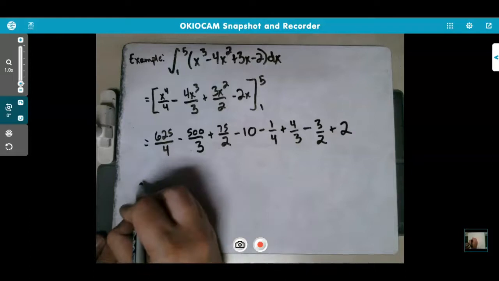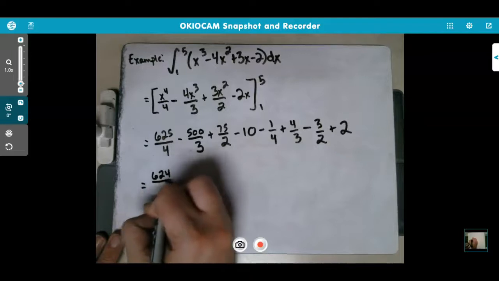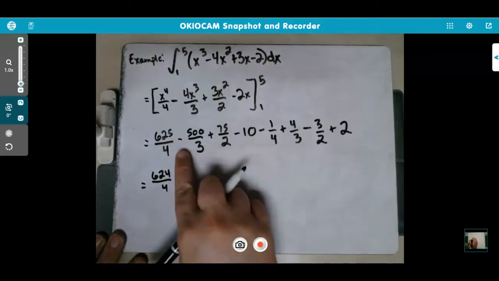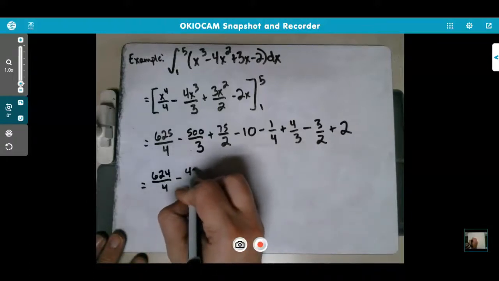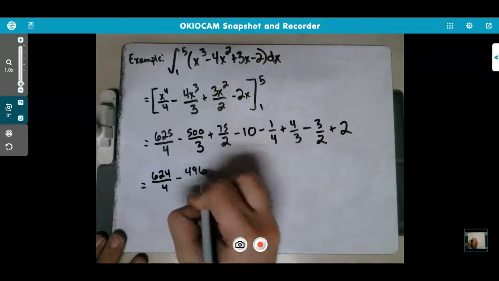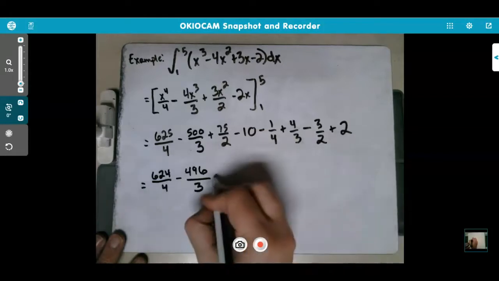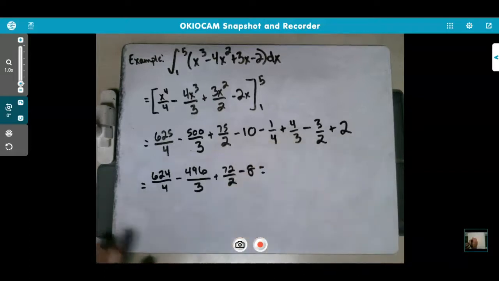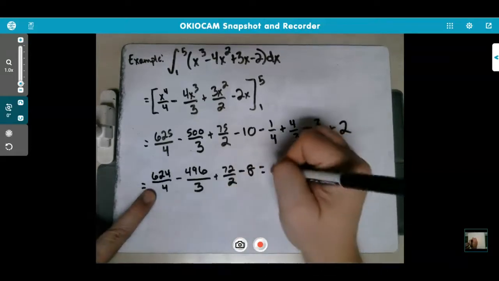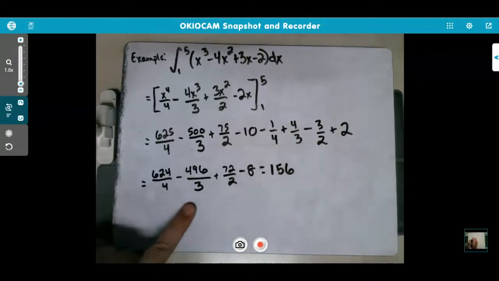So, combining all of this stuff, 625 over 4 minus 1 over 4 gives me 624 over 4. Negative 500 over 3 plus 4 over 3 gives you negative 496 over 3. 75 over 2 minus 3 over 2 gives you 72 over 2. Negative 10 plus 2 is negative 8. 624 over 4 gives you 156.